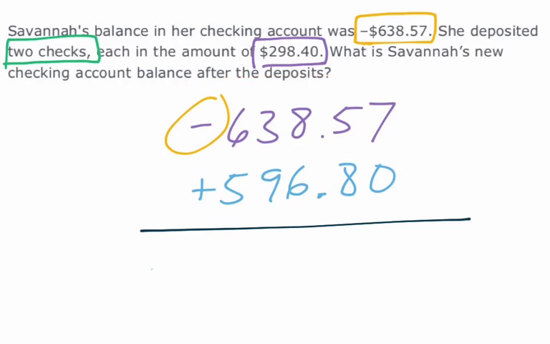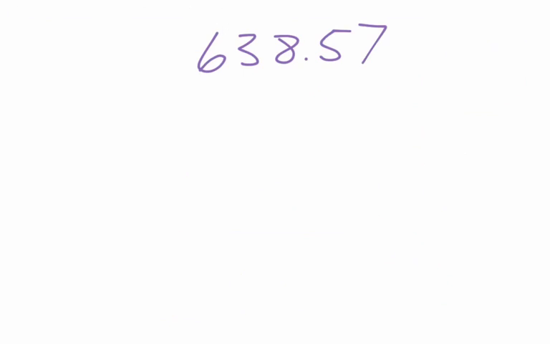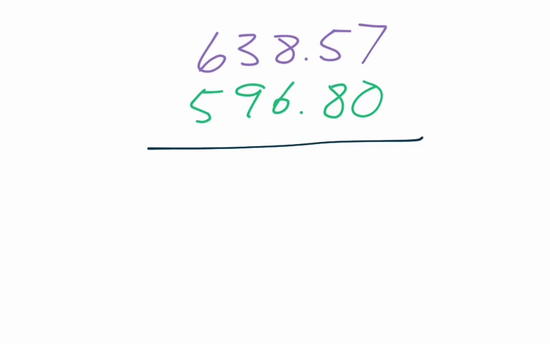So I'll take that away. We're going to do 638.57 minus 596.80. And when we subtract, we're just going to understand our answer is going to be negative because we had more value in the negative.